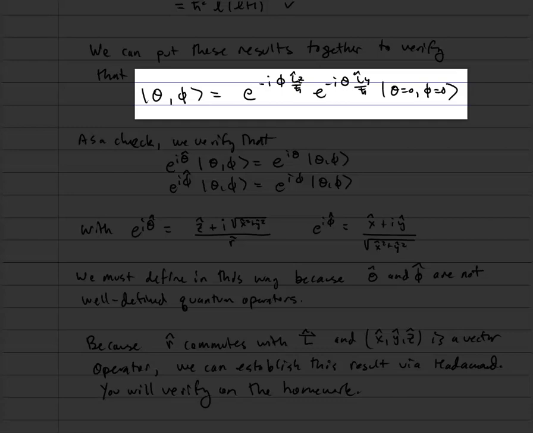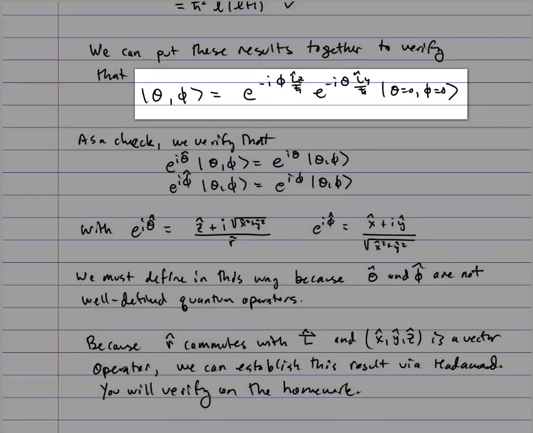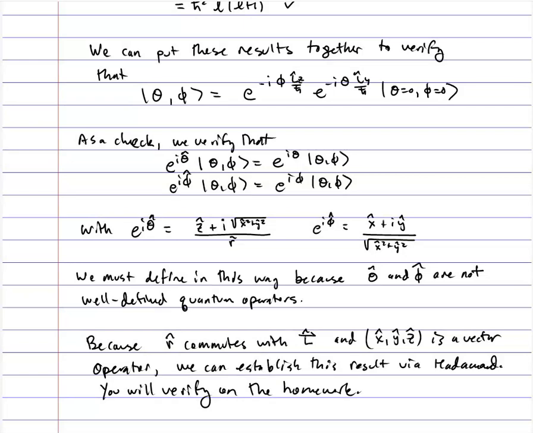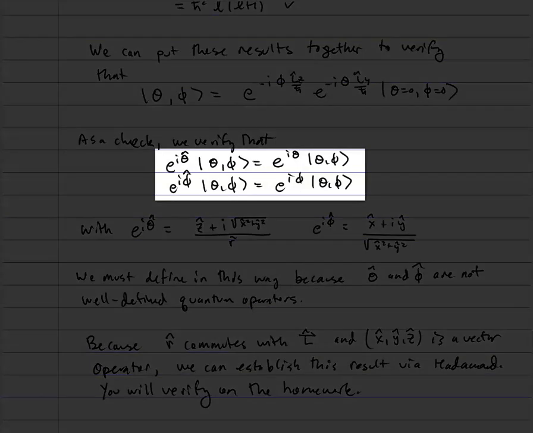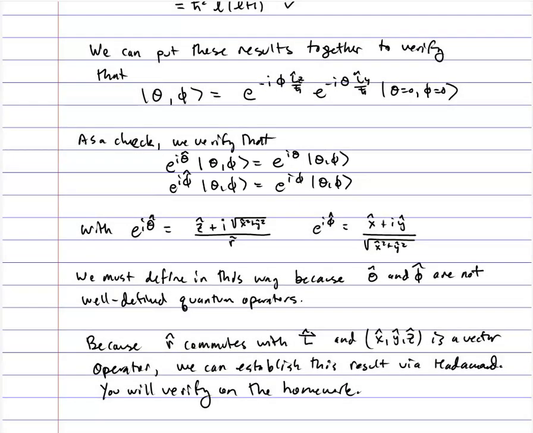And remember, theta equals 0, phi equals 0 is the North Pole state. That's a state pointing along the z-axis or pointing towards the North Pole. We're also going to verify that e to the i theta hat is given by e to the i theta times this state, and e to the i phi hat is given by e to the i phi times that state. Notice that we can't actually define an operator theta hat or phi hat.